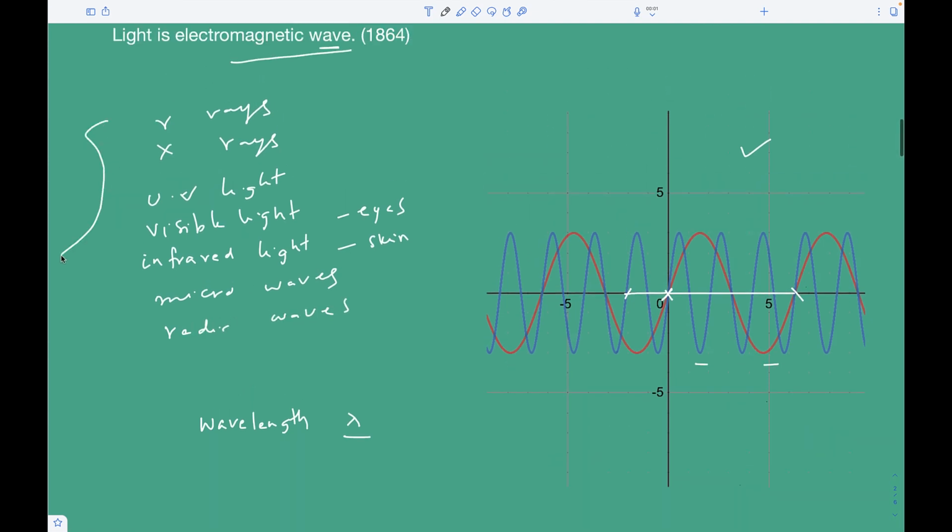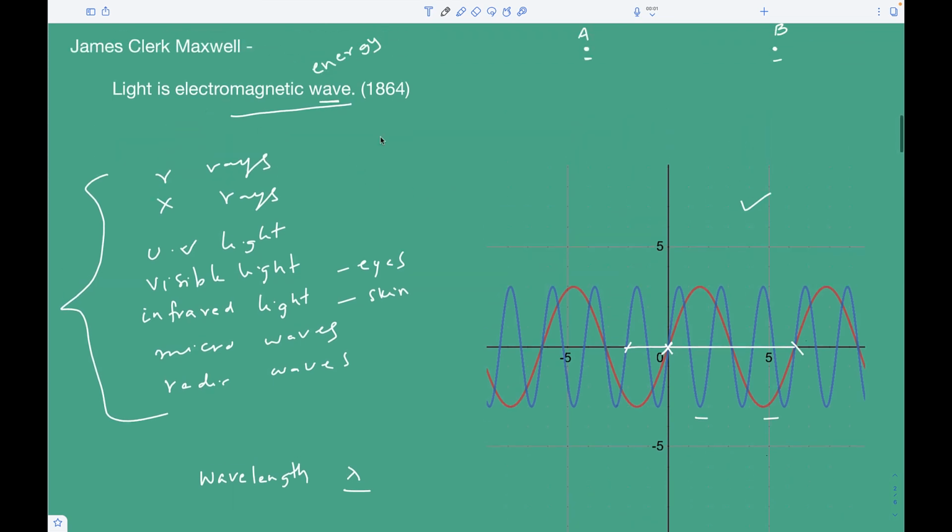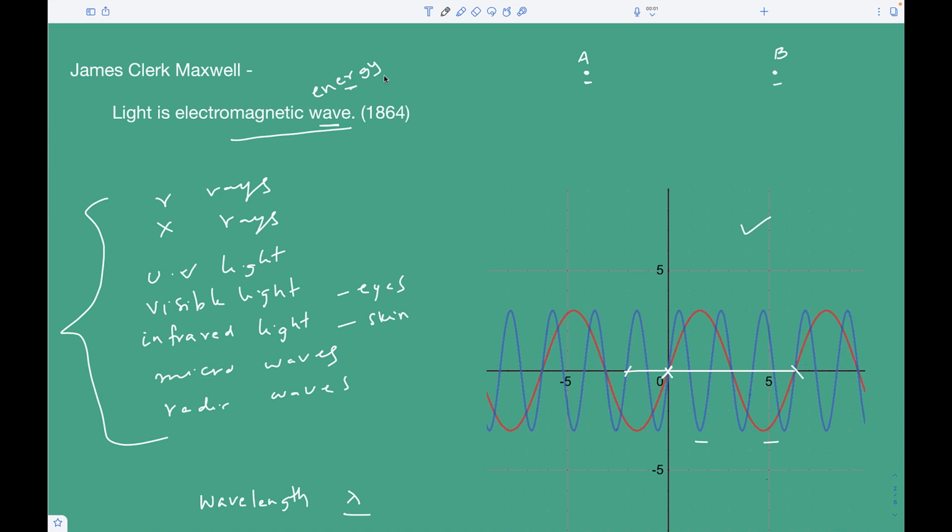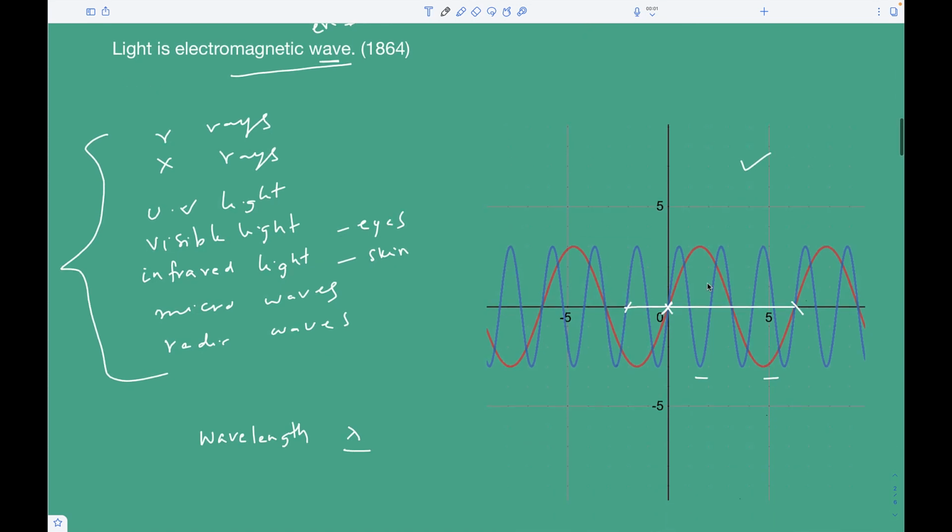All these are electromagnetic waves. That is, they all carry electromagnetic energy from one point to another point. Then what is the difference between these kinds of light? We are able to see some light and our skin is able to sense some light. But we are neither able to see nor sense any of these other kinds of light. So obviously there must be some difference between these kinds of lights.